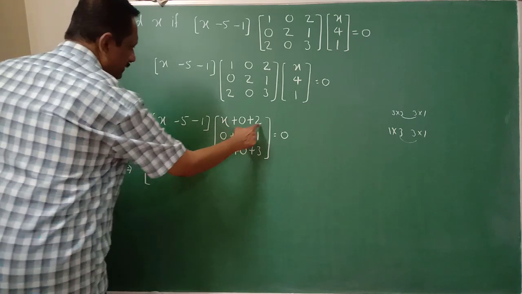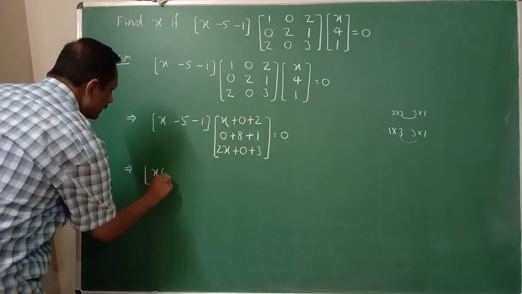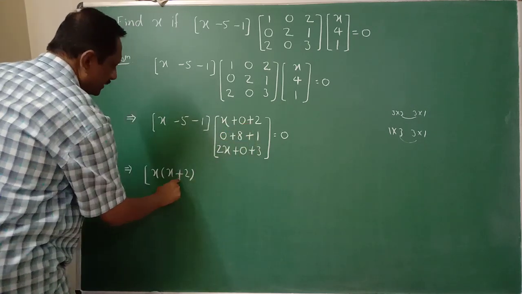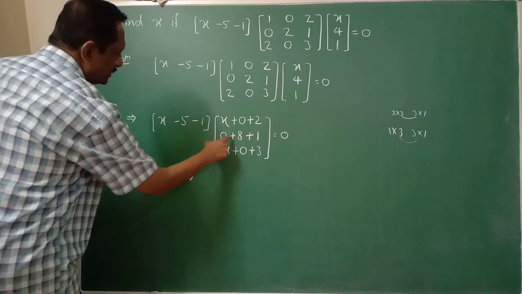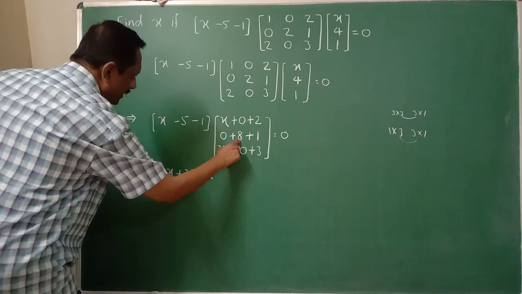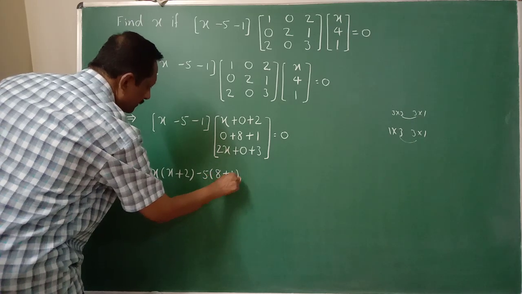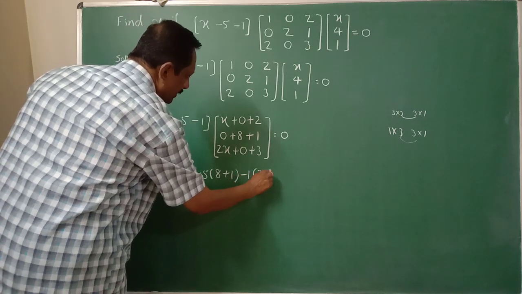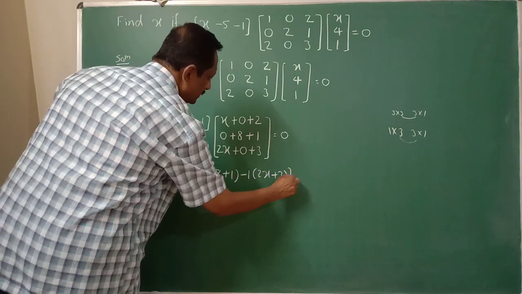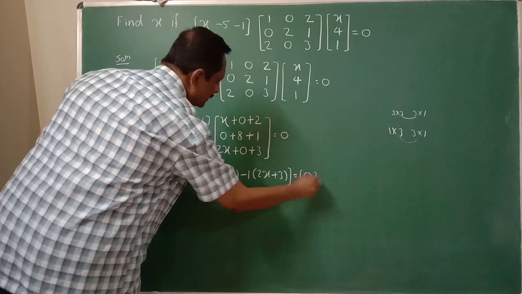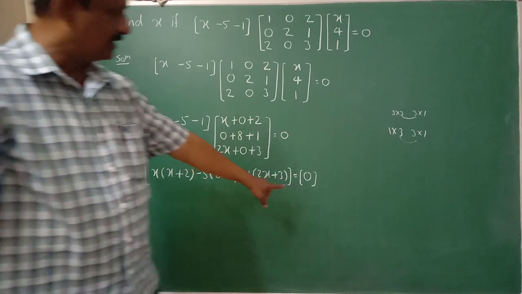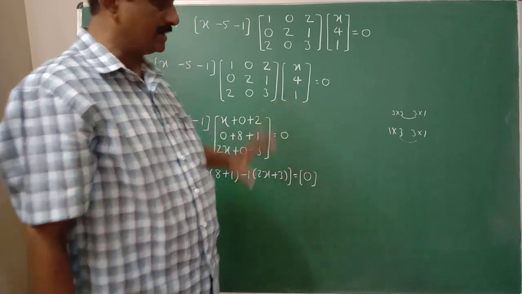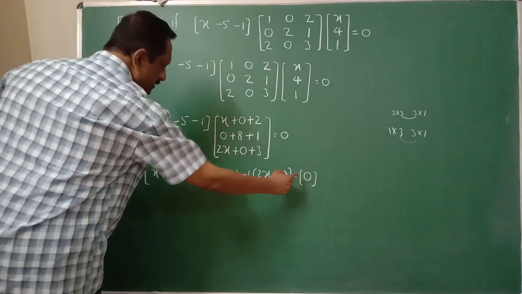multiply x with this term: x into bracket x plus 2. The 0 is there, just leave it, so directly x plus 2. Then minus 5 into 8 plus 1. Then minus 1 into 2x plus 3 is equal to the null matrix 0. This is also a matrix of order 1 into 1, containing only a single element. Therefore equate this with 0.